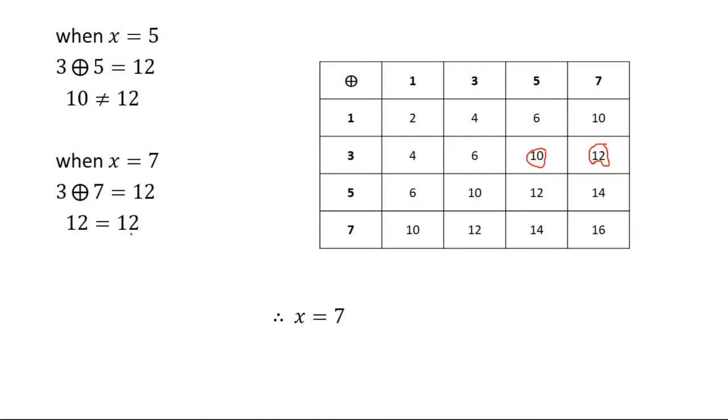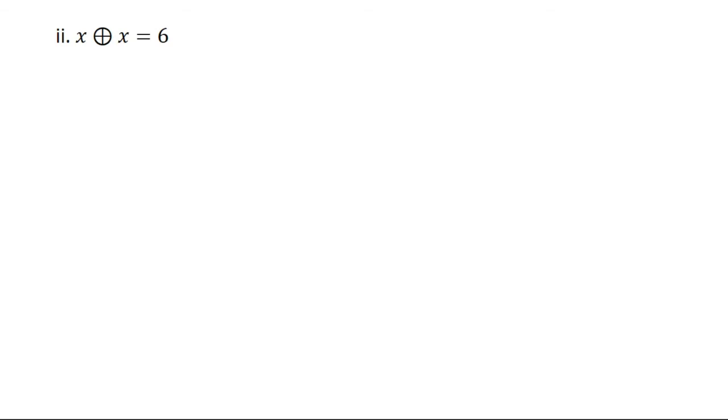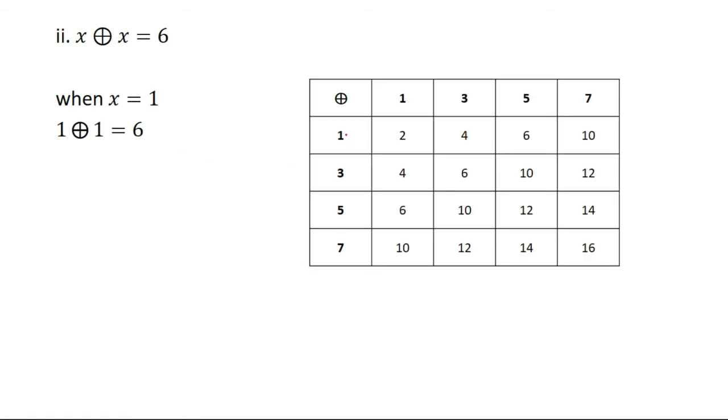Let's move on. The next one says that we should find x such that x plus x will give us 6. So once again, you try for all the numbers in the set. So we pick the first one. When x is equal to 1, we are going to have 1 plus 1 should give us 6. From our table, 1 plus 1 is 2, not 6, which means that x is not equal to 1.